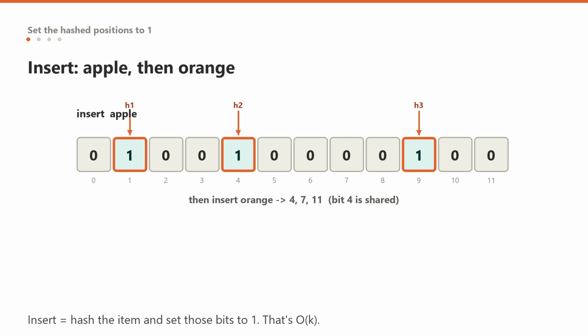After inserting apple and orange, the bits at positions 1, 4, 7, 9, and 11 are on. Everything else is still 0. Insertion is just hash and set some bits. It's O(k), where k is the number of hash functions.